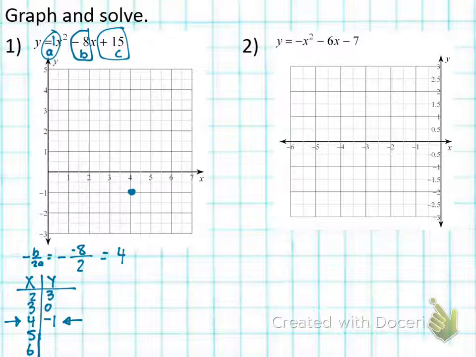So this is my vertex. This is where the center is. I know in all my quadratic graphs, they're going to look symmetrical. Does everyone know what symmetrical means from geometry? What does it mean? It's the same on both sides, right?